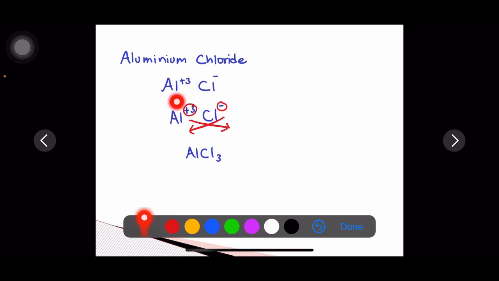Similarly, aluminium plus 3, chloride is minus 1. So 3 will come along chloride and 1 will come along the aluminium. So it will become AlCl3. And remember that you don't put the symbols or charges in the final formula. So it's just the valency which is crossed over.